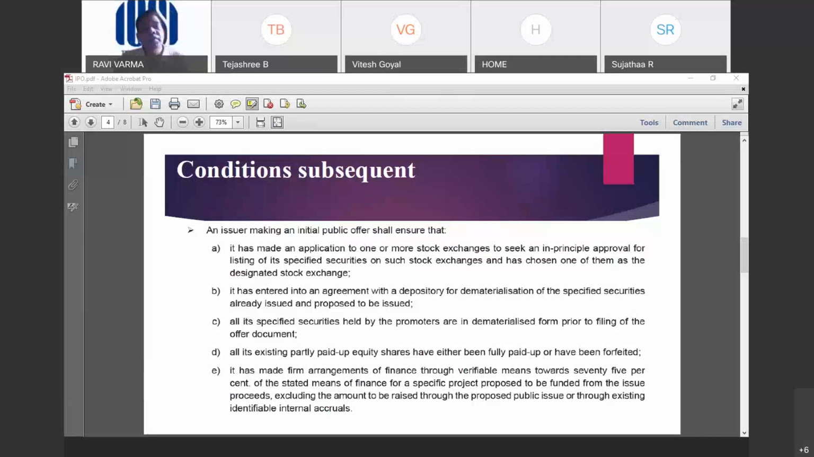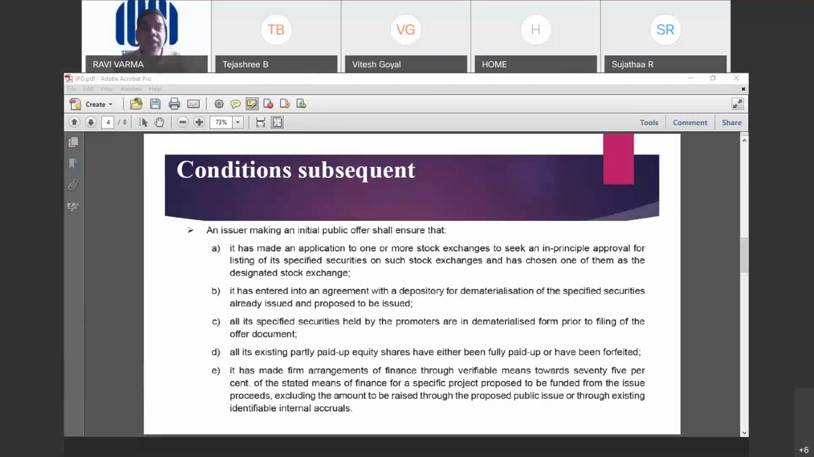Because this is a very important point. In fact, it can help in company law, due diligence, every paper. In fact, it will help you a lot in other related topics of your executive curriculum. Can promoters hold shares in physical form in a listed company? No. Nowadays, the promoters are supposed to hold 100% shares in demat form. They can't have physical shares. Understood, sir. And all the shares should be fully paid. So these are the conditions subsequent.